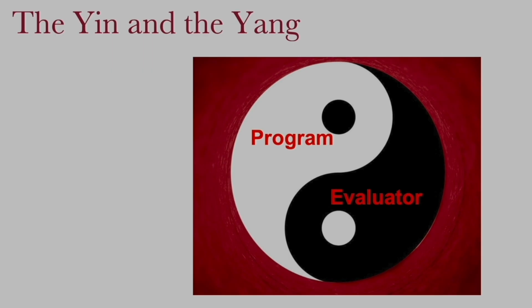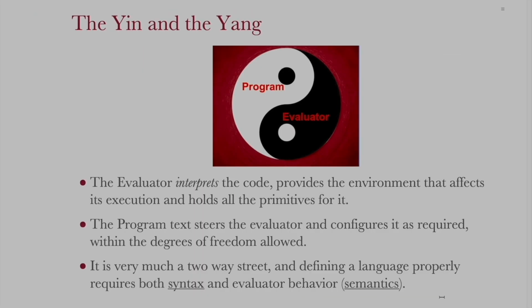So it's a yin and yang situation. Essentially, the evaluator interprets the code, provides the environment that affects its execution, and holds all the primitives for it. The program's text steers the evaluator and configures it as required within the degrees of freedom allowed. It is very much a two-way street, and defining a language properly requires both syntax and evaluator behavior, or essentially semantics.